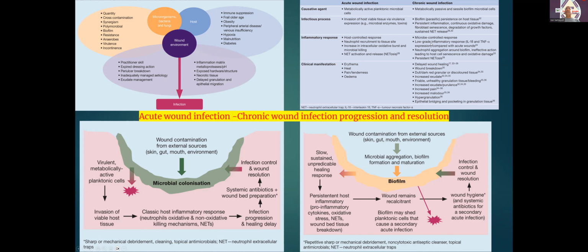And also there could be an inflammatory response that is more low grade, with interleukins and tumor necrosis factors. And also there could be excessive accumulation of NETs. There could be something called persistent NETosis, and there could be release of more neutrophils and low-grade inflammation present.